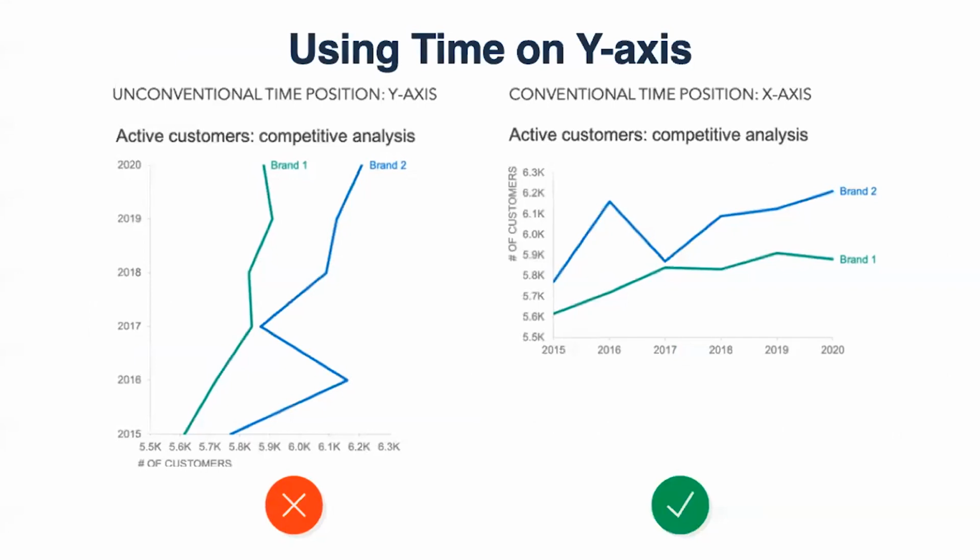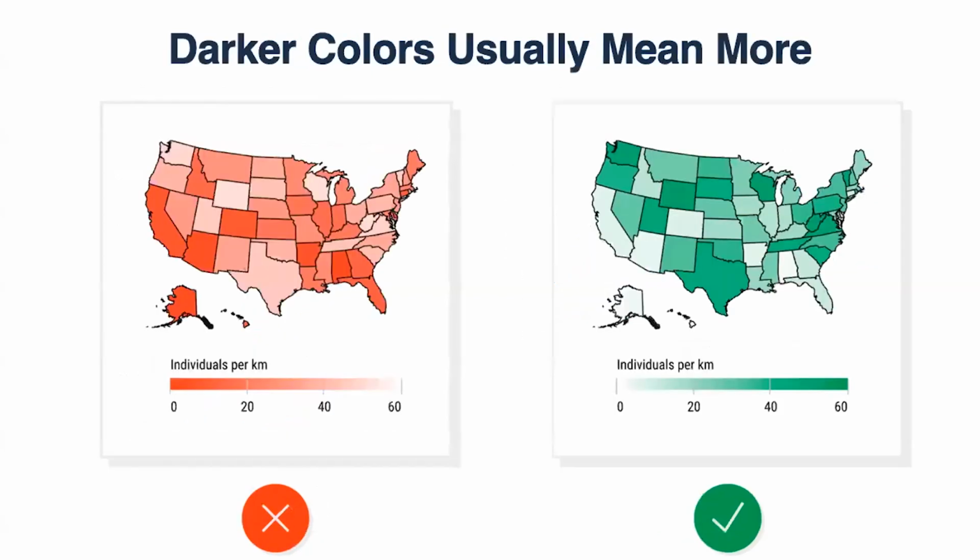Another example, as I mentioned, time should run on the x-axis. If you put it on the y-axis, again, these charts don't make sense for us. We like to see time from left to right. That's how we're wired or used to seeing things.